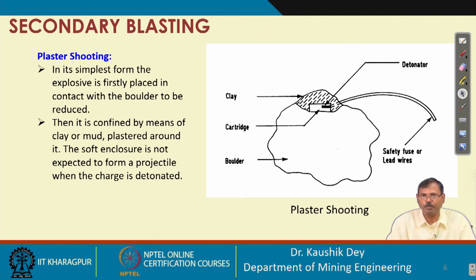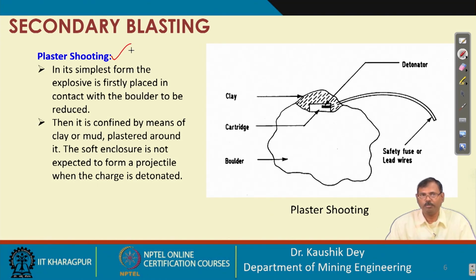We have seen in pop shooting a big disadvantage: we had to keep a small diameter drill machine for drilling inside the boulder. That is very difficult. The drilling operation itself is costly, and drill management is also very difficult. For these boulders you have to bring the compressor and the drill machine. To overcome this, the method found is called plaster shooting.